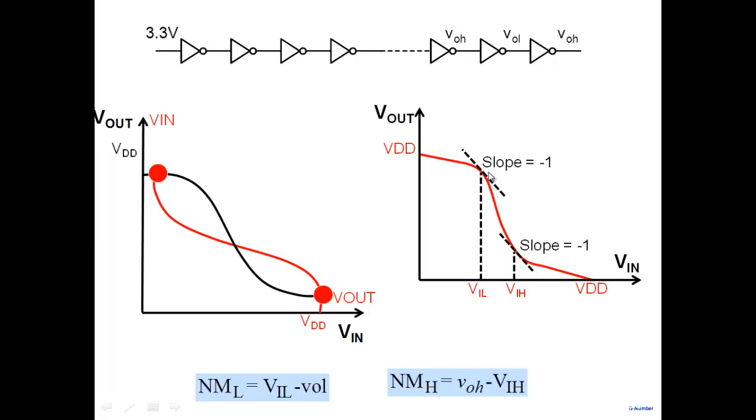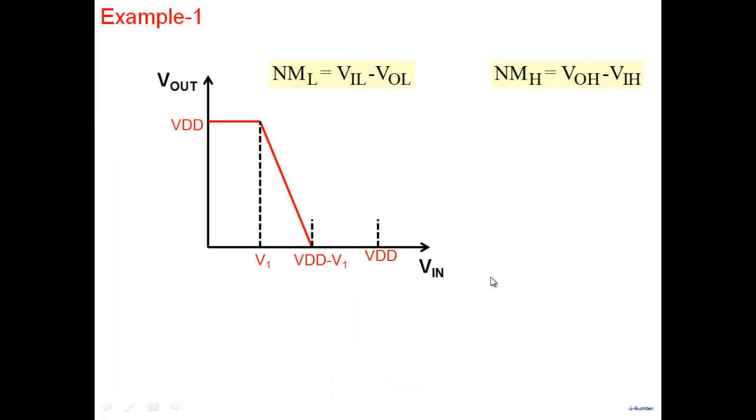Different books seem to differ. Some of the modern textbooks will define the minus 1 slope here, and they will define it as VIL minus VOL and VIH and this. They will use this. Okay, so here is an example of VTC.